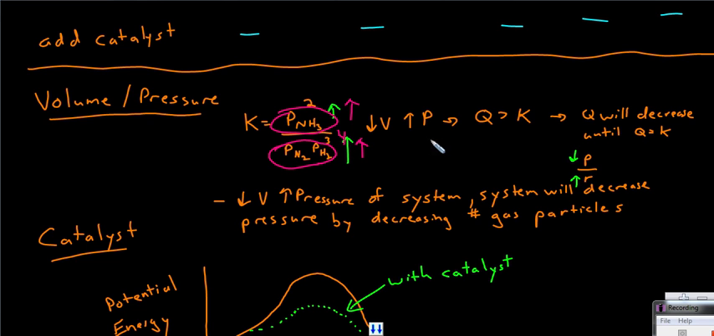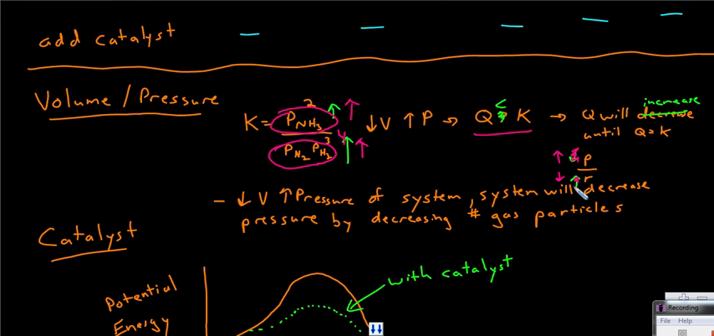we see that by increasing the denominator more than the numerator, that actually makes the value of Q decrease. So soon Q is less than K. And having Q less than K, Q will soon need to increase until it's equal to K. And that can only happen by increasing the amount of products and decreasing the amount of reactants.